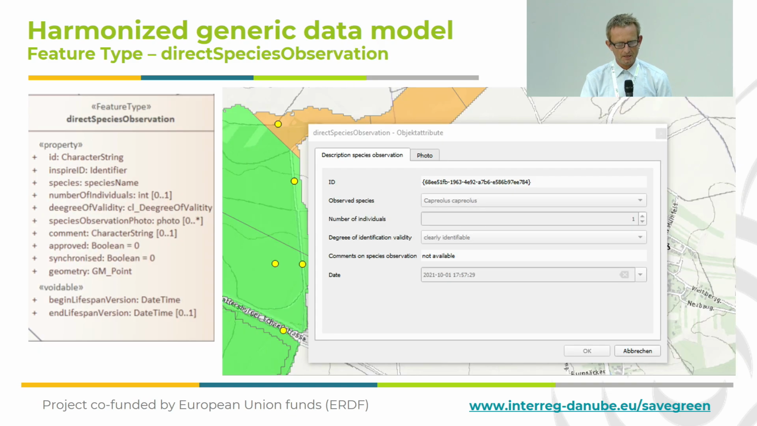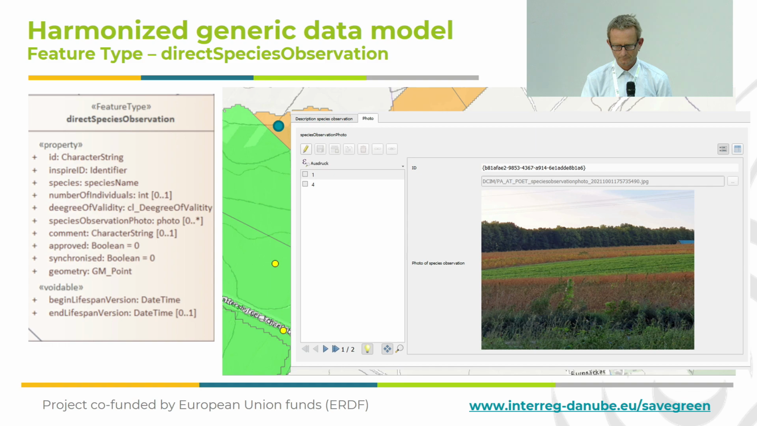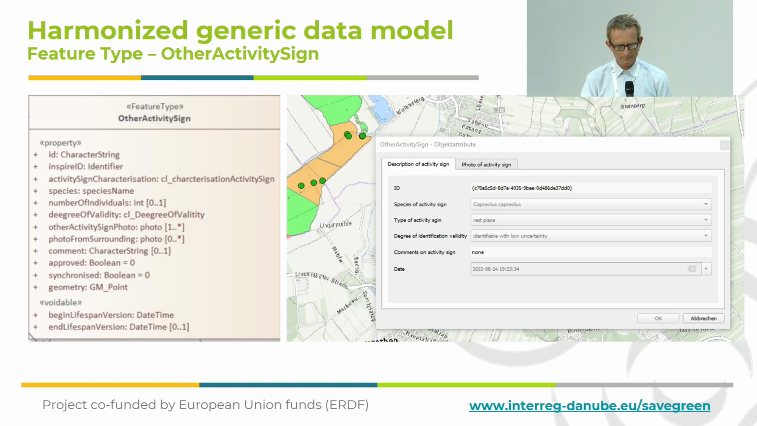And we have a direct species observation, feature type, also species, number of species, the degree of validity, photo, which is not mandatory, and you can use a comment for this direct species observation. I think this is the last one, other activity signs, and there we have also a code list. In this example, it was a rest place of Cabrelos, and you have also the possibility, number of individuals, a photo from the surrounding, and to add the comment.